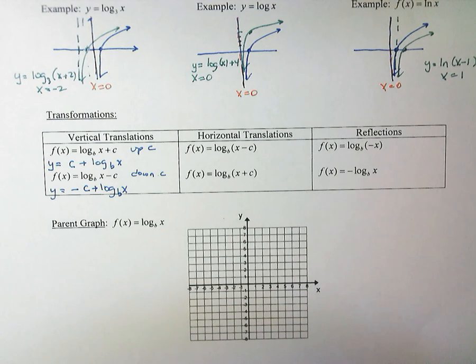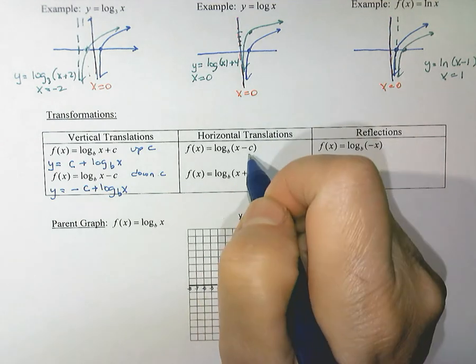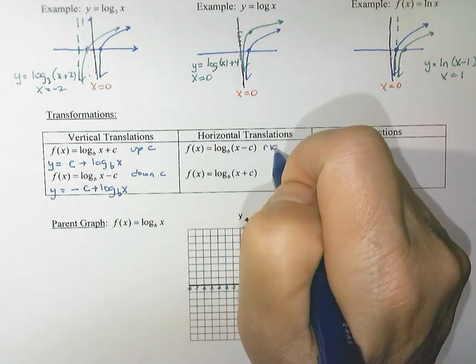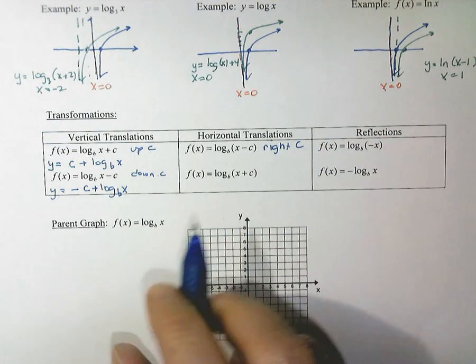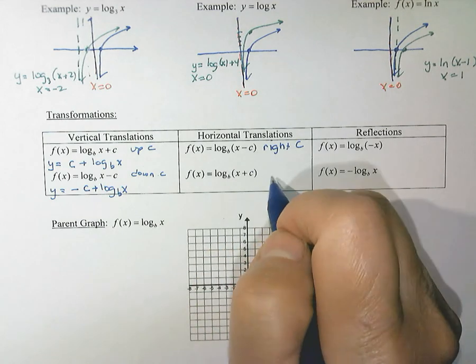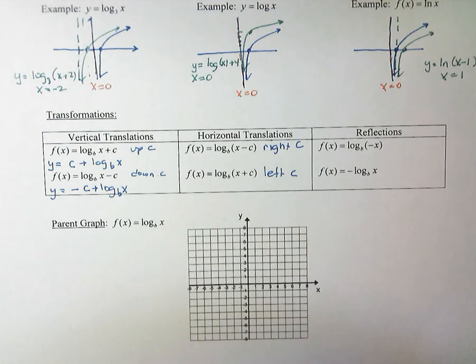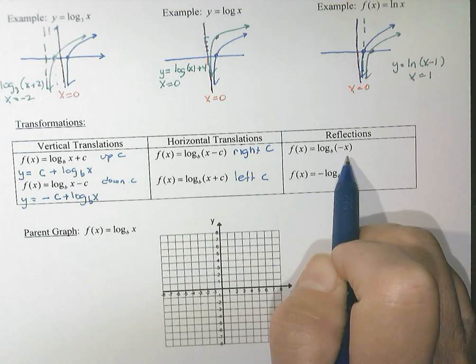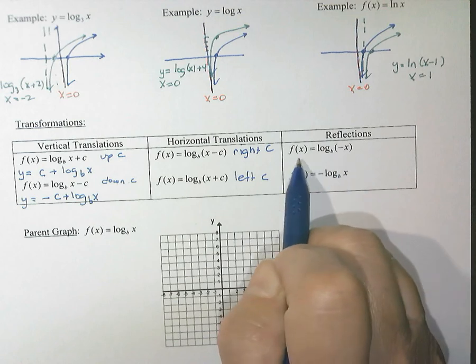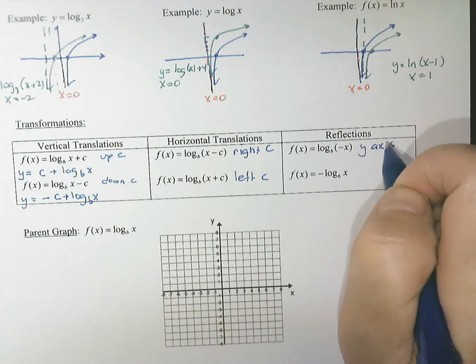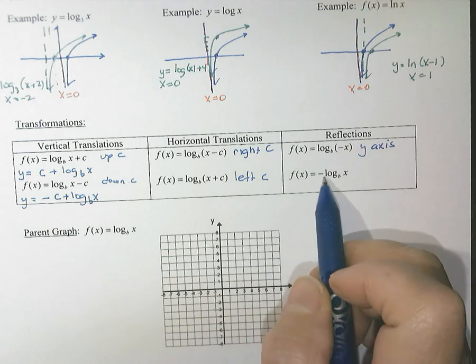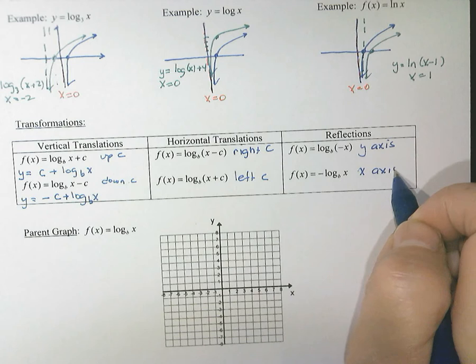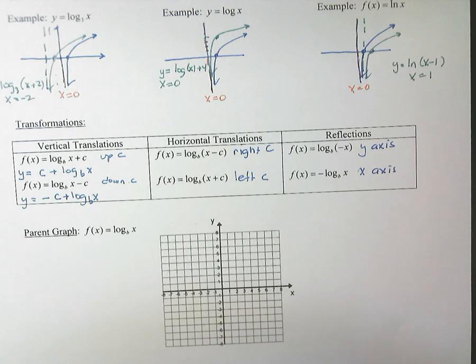If you put a number with the x, it's going to move it right or left. So this x minus c that's in parentheses is going to go right c. Plus c inside with the x is going to go left c. If you change the sign of the x value, just like an exponential function, if I change a 1 to a negative 1, it's going to flip over the y-axis. So it's a y-axis reflection. Negative out in front is going to be an x-axis reflection. And once again, I'm not talking about vertical or horizontal stretches or shrinks. My main goal is that you understand just these basic transformations.